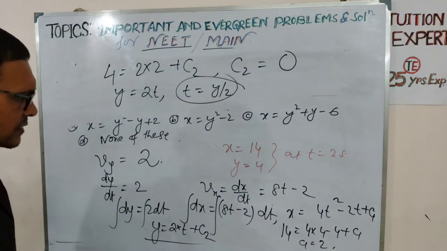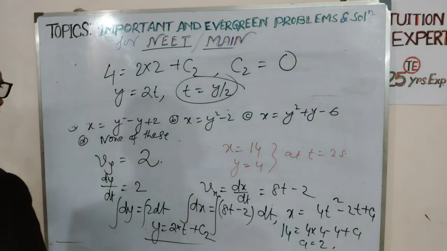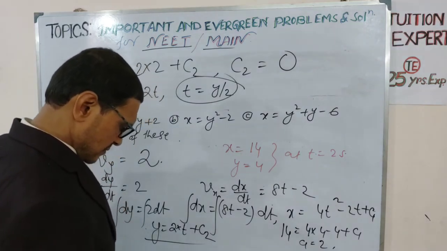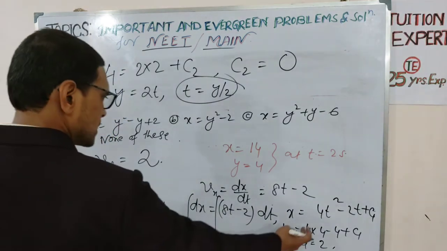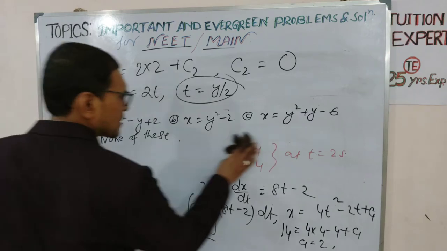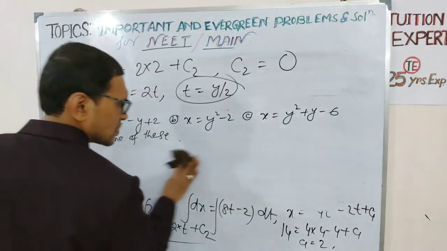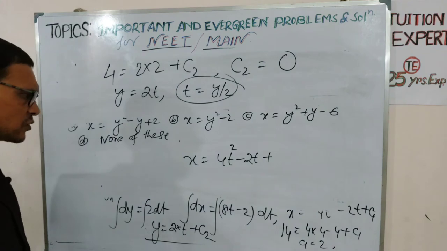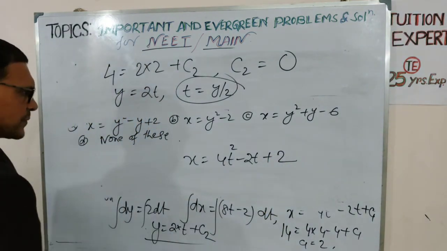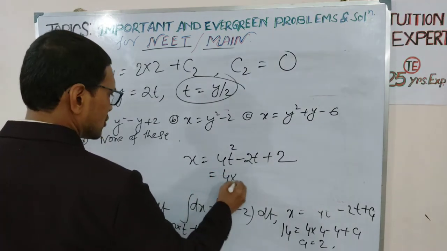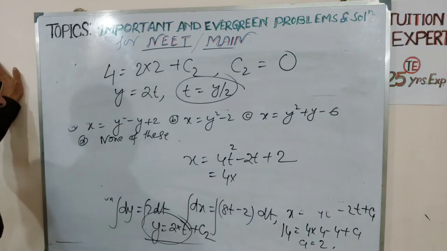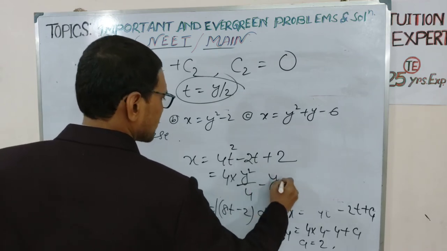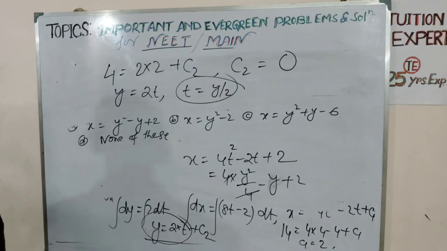Now we get the equation x equal to this plus c1, c1 equal to 2. Now y equal to 2t, so t equal to y by 2. We have to eliminate t. So t equal to y by 2, put here. 2t equal to y plus 2. That is, x equal to y square minus y plus 2. Y square minus y plus 2, this is the answer.